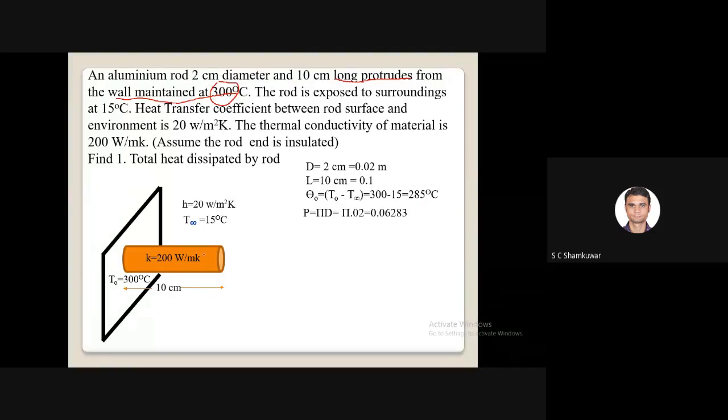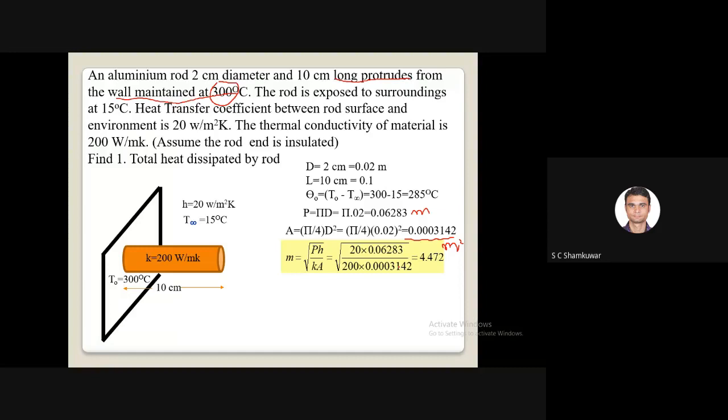Okay. Then we need to find out perimeter. So what is perimeter? Pi into D. So pi into D, it comes roughly around 0.06283. Okay. Then we need to find out area also. So what is the area of this fin? Pi by 4 into D square. So pi by 4 into 0.02 square. Okay. So this will be around 0.000314 meters square. Please write down the unit. I forgot to mention the unit, meter square.